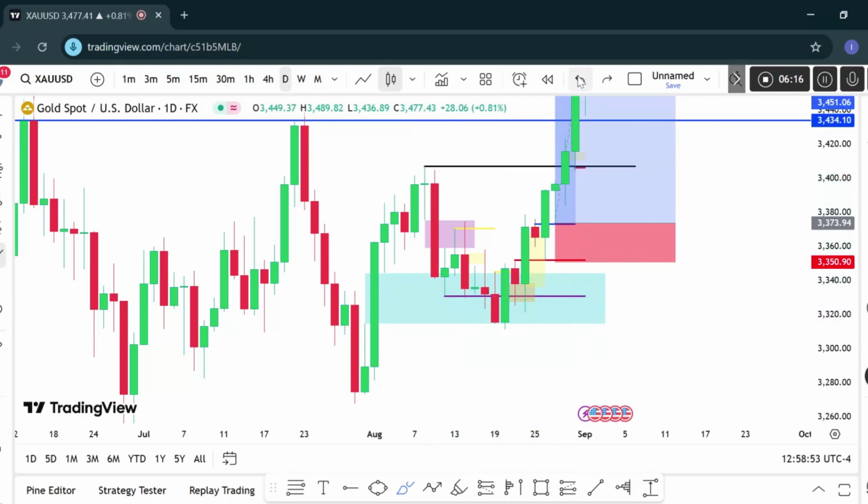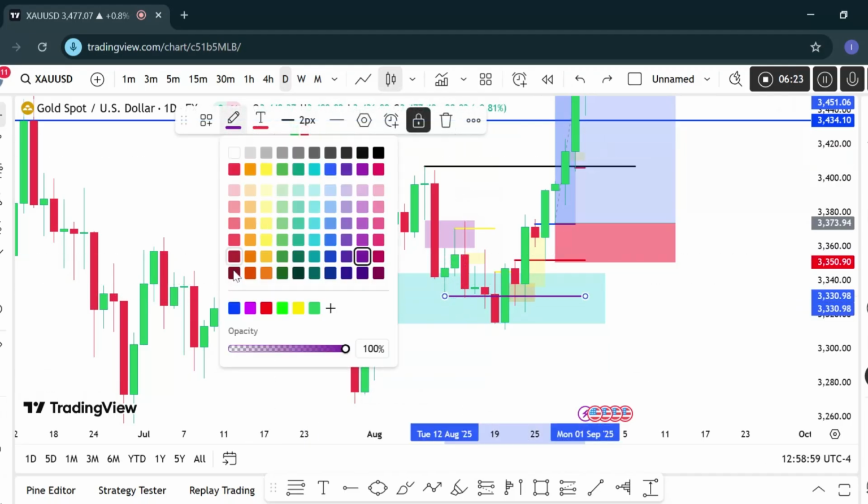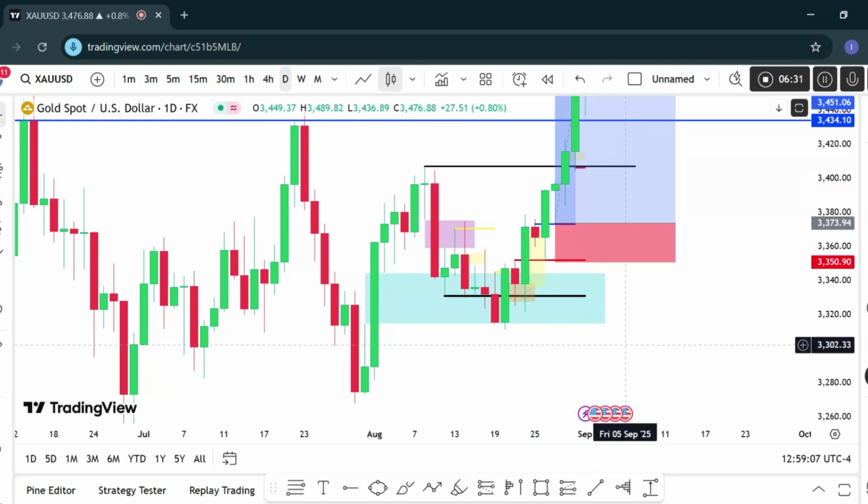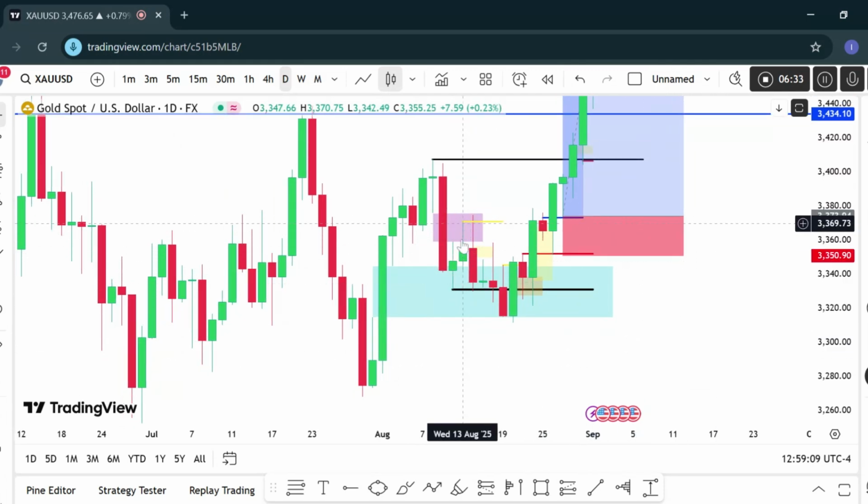So that's my plan. I wait for the market to come into that fair value gap. Now I detect my inducement. This is the inducement, let's just put it bigger, like that. No, I don't like that one. Yeah, that one is more clear. So this is the inducement.